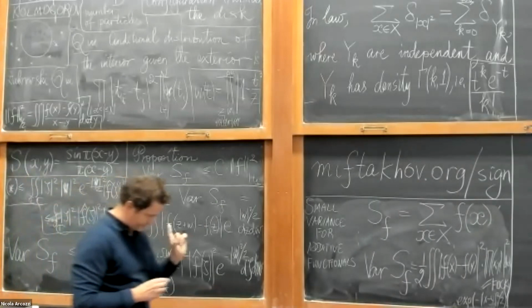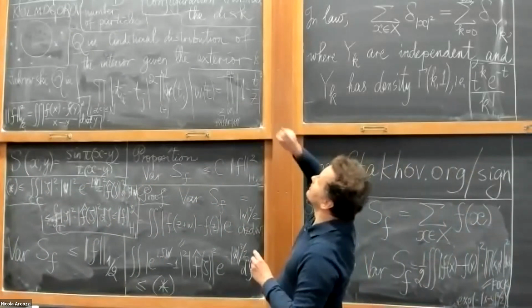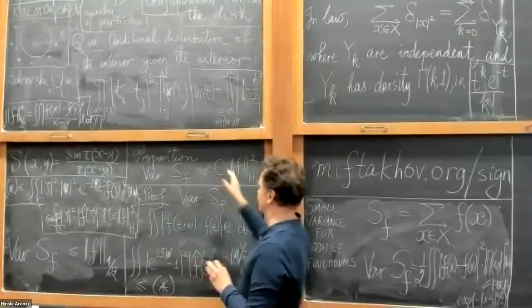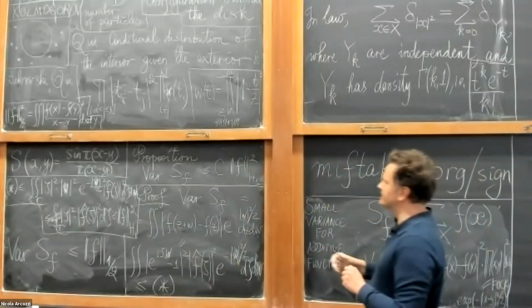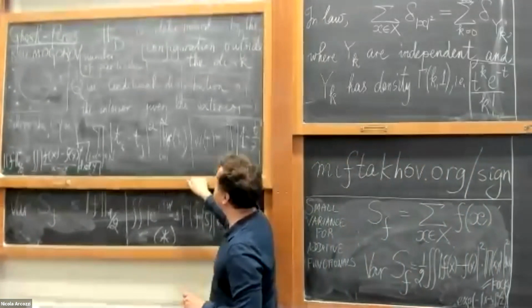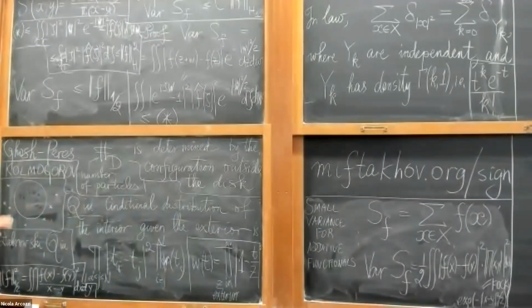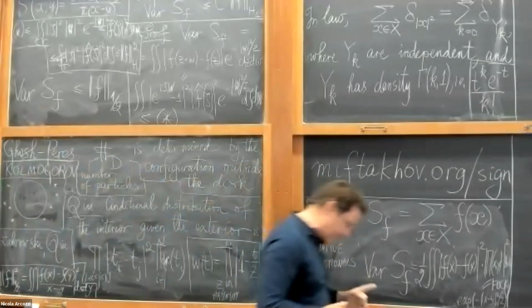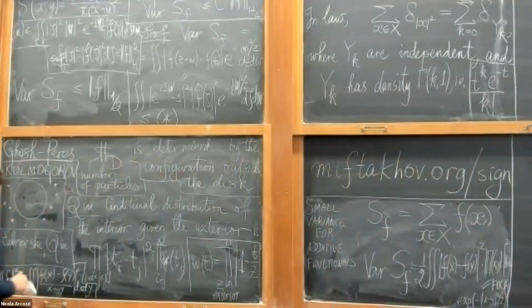So now I'm ready to give a proof of rigidity for point processes, a proof in terms of these various estimates, a proof of Ghosh and Peres. It is quite easy to construct. So let me go back here. I want to determine that the number of particles in the disk is determined by the configuration outside. But armed with the estimates on the variance, it is quite easy to construct an additive functional.